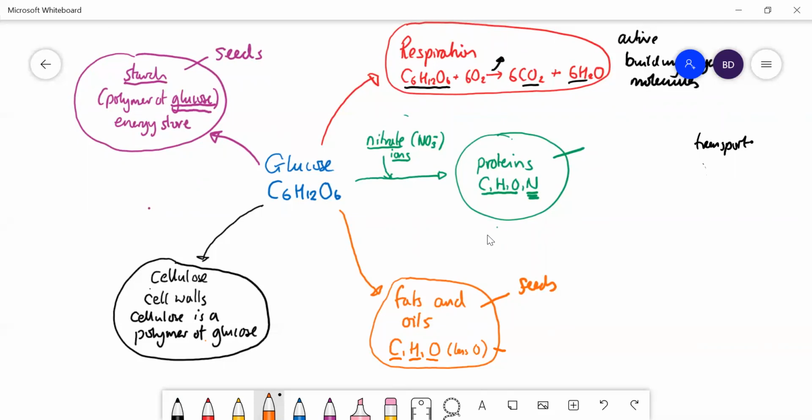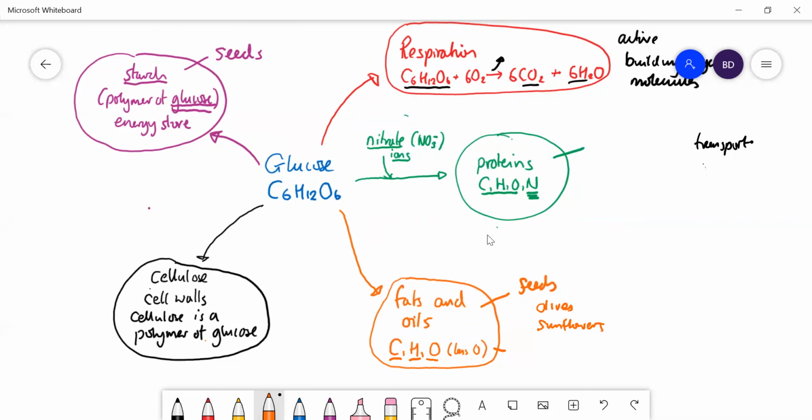A lot of plants will, instead of having their seed energy store as starch, have it as an oil. For example, olives do that. Sunflower seeds are very rich in oils. Rapeseed oil too. Lots of different plants will give their seedling's energy store as a fat or an oil rather than as a carbohydrate like starch.